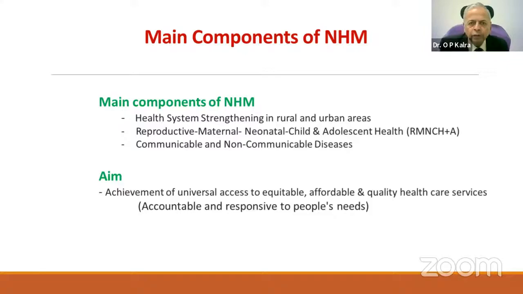The main components of National Health Mission are, first, strengthening of the health systems in the rural as well as urban areas. And there is focus on certain areas. One is the RMNCH plus A services, that is reproductive, maternal, neonatal, child and adolescent health services, and communicable and non-communicable diseases through various national programs which are running in the entire country. The most important aim of NHM is achievement of universal access to equitable, affordable and quality healthcare services, which is accountable and responsive to the people's needs.